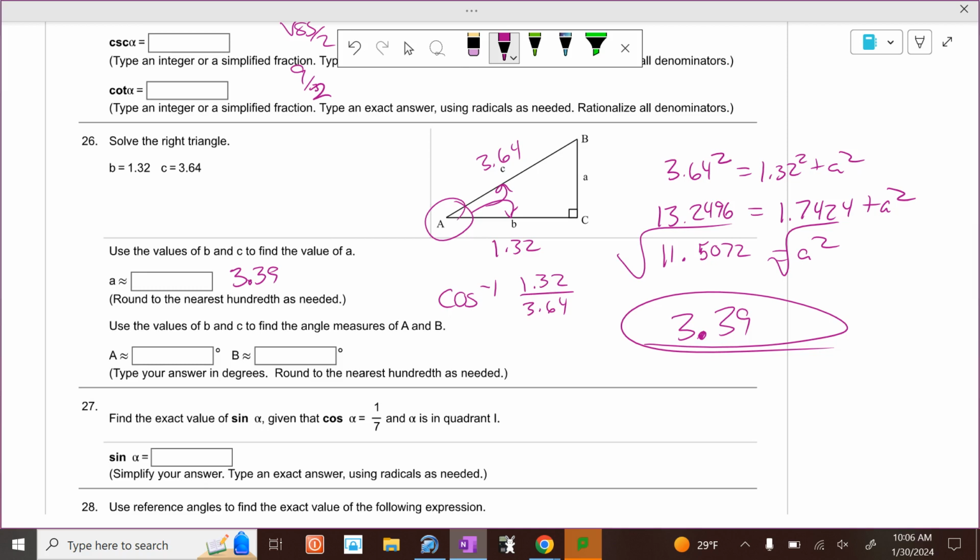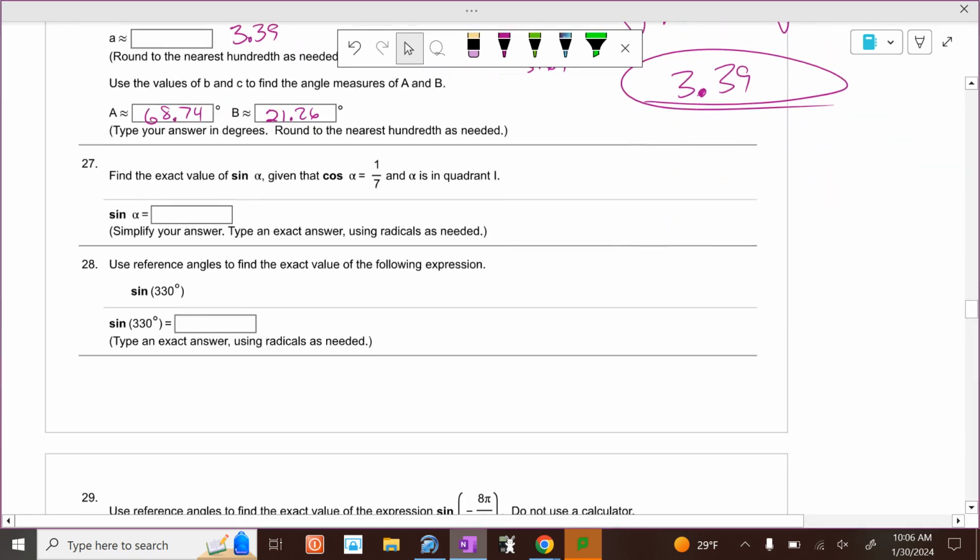If you use the inverse cosine, what do we get to the nearest hundredth as an angle? 68.74. If that's 68.74, this is 21.26 because they have to add up to 90 degrees. Okay? We're almost done here.